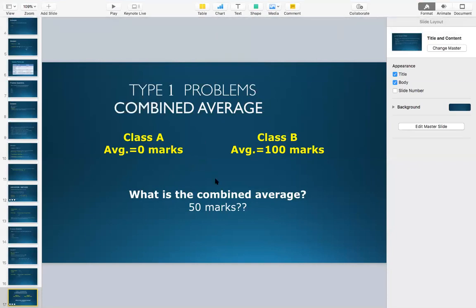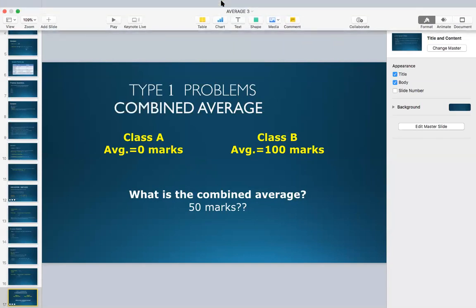Tanu is saying yes. Shruti is saying yes. Shivam is saying it depends on the total number of students. Pratik is saying no. What happened? We have a lot of participants. My question is, what will be the combined average? Will it be 50?